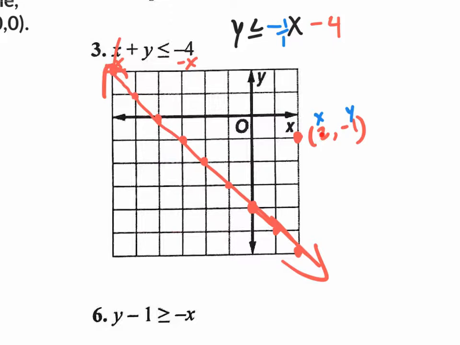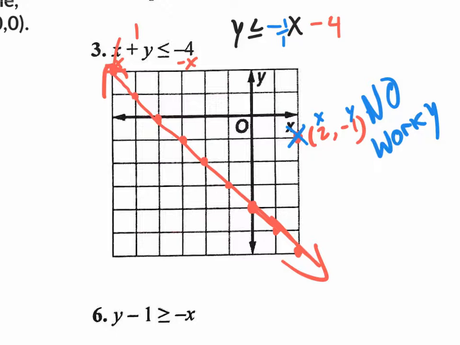So if I take 2 and plug it in right here in the original, 2 plus y, which is negative 1. 2 plus negative 1, what's that? 1. Now let me ask you this. Is 1 less than or equal to negative 4? No, 1 is greater than any negative number. So 1 is not less than or equal to negative 4. So that's false. This point does not work. No worky. Okay?